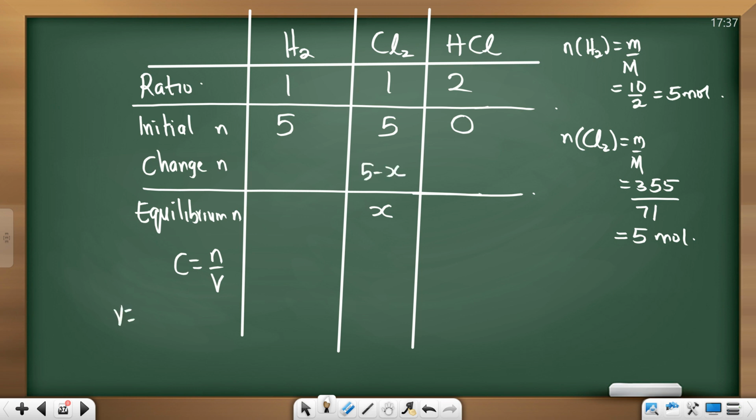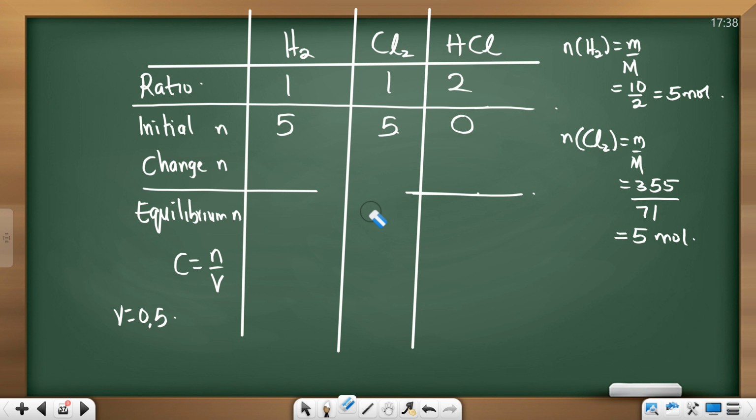By the way, my volume is what? 0,5. I hope it's making sense. 5 minus X. This one will also be 5 minus X. Now, it might look a bit complex here. Once you see that this might look complex, I'll get the same answer.